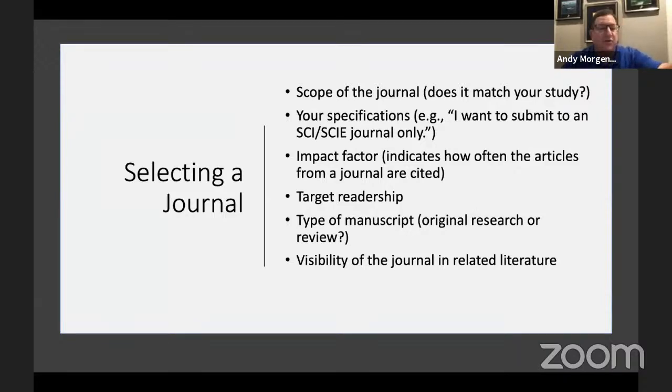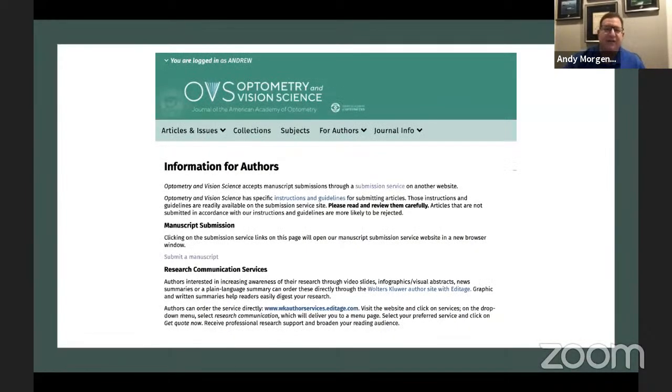And also, you want to look at that target readership. Who's going to be reading the journal? Is that in line with the topic that you're writing about? What type of manuscripts do they look for? Do they look for original research or review? And then also, you want to know about the visibility of the journal in the related literature. Is this going to be visible? Are you writing it for the right reason so the information gets out there?